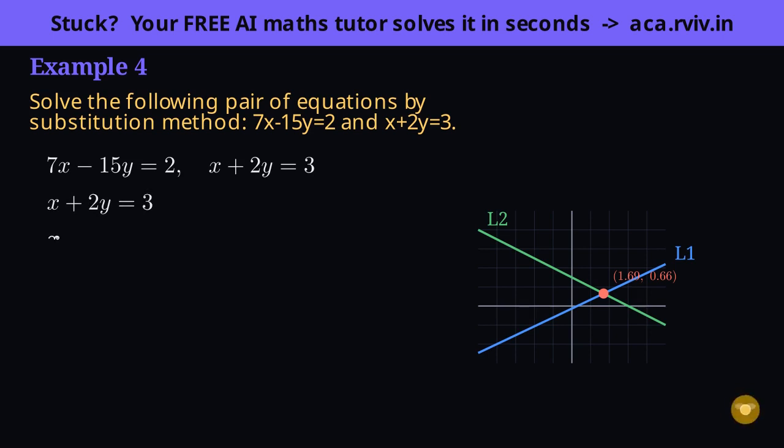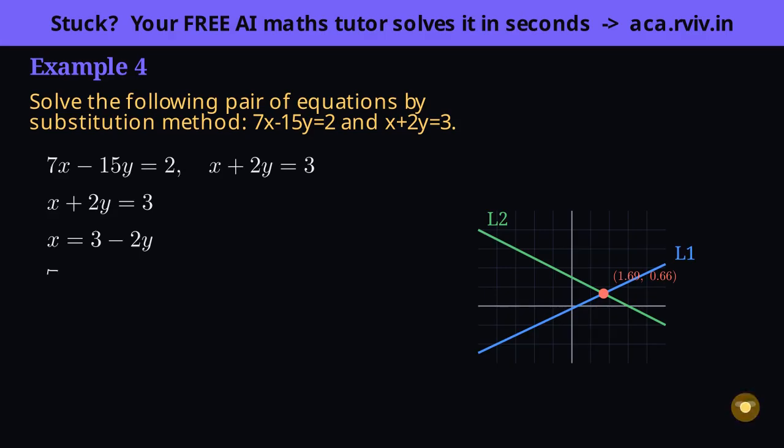So isolate x by moving the 2y to the other side. Subtracting 2y from both sides keeps the equation balanced and gives x equals 3 minus 2y. This is our expression for x, still true whenever the second equation is true.